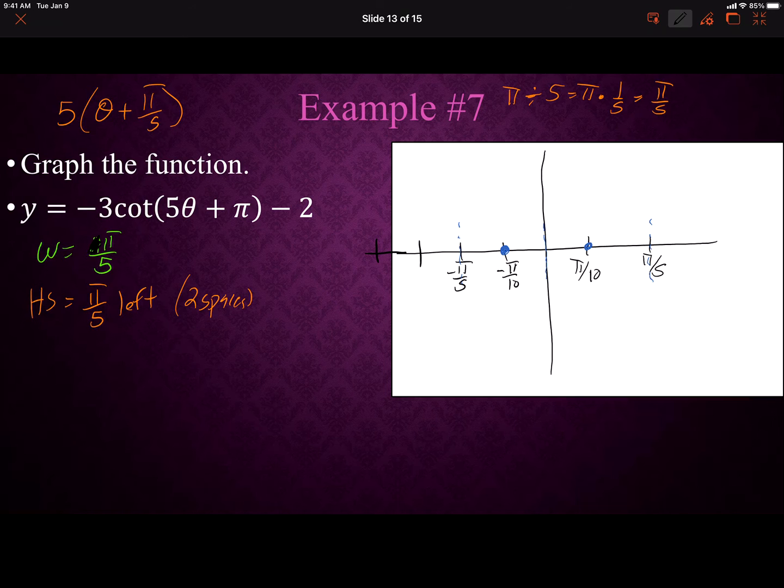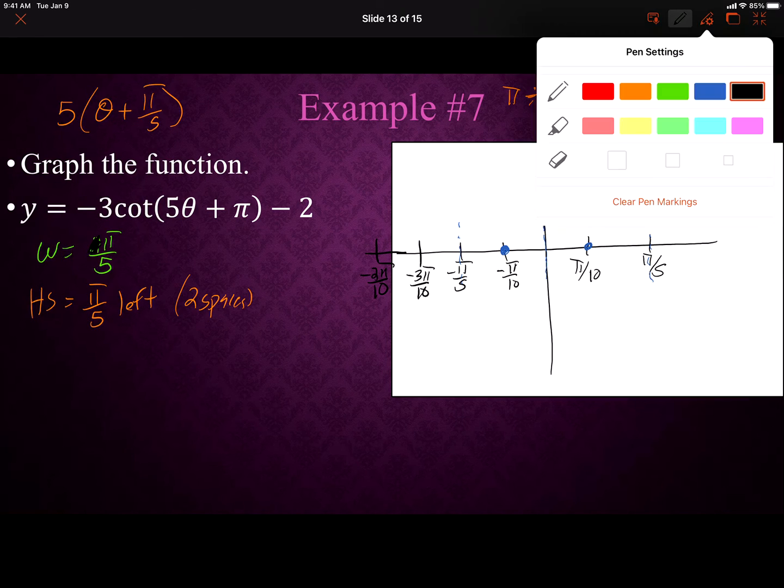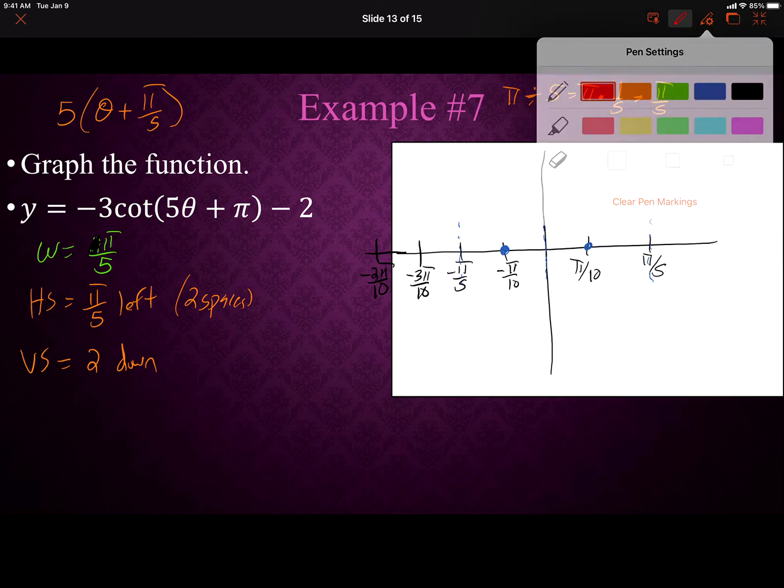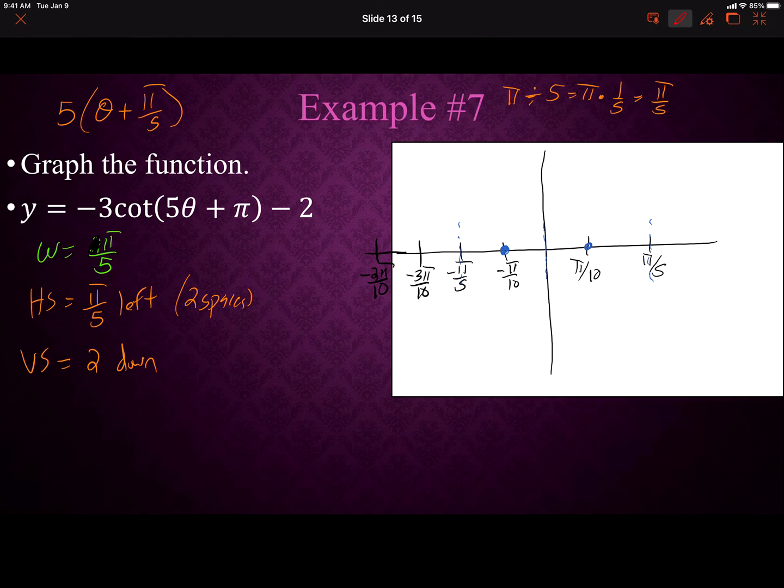So this would be a negative 3 pi over 10, and then a negative 2 pi over 10. We can recognize our vertical shift is the number that's subtracting at the end, so we're going 2 down. So each of our vertical asymptotes are going to shift over 2 spaces to the left. So it was at negative pi over 5, it's now going to be at negative 2 pi over 5, not negative 2 pi over 10.